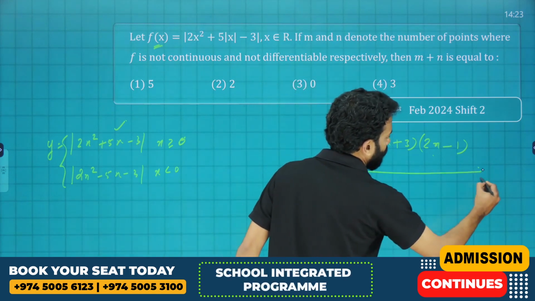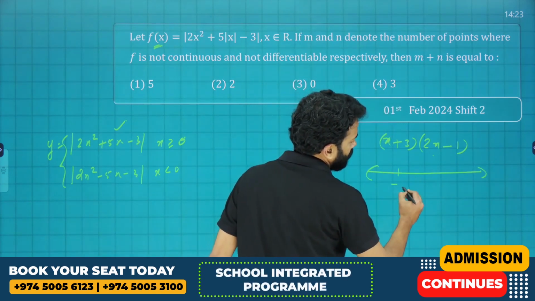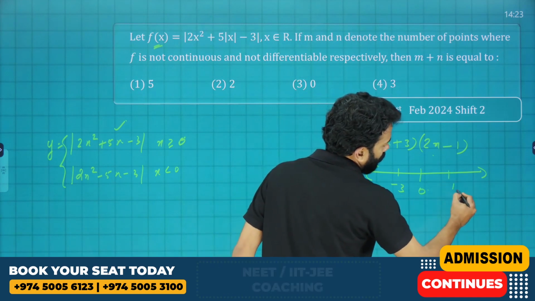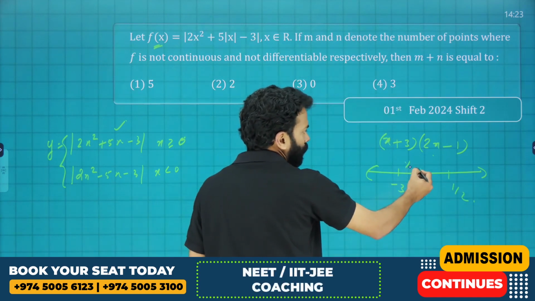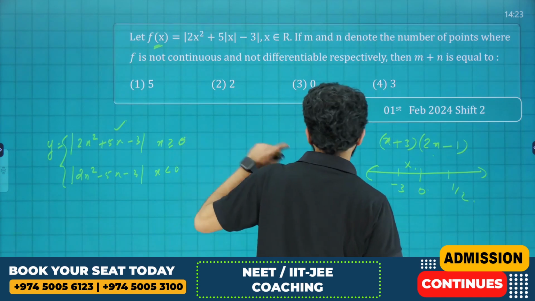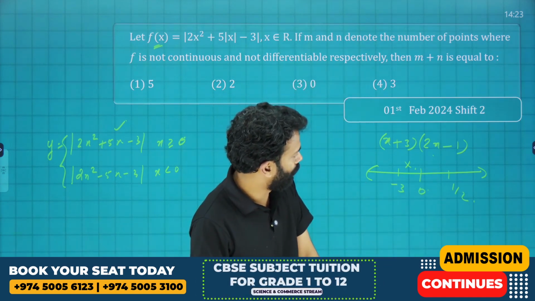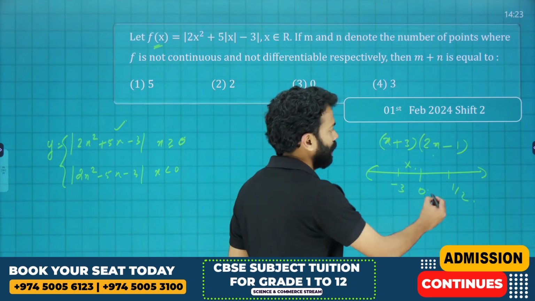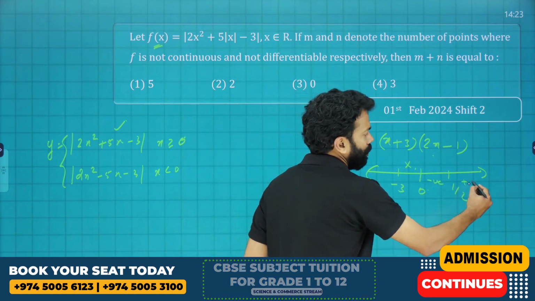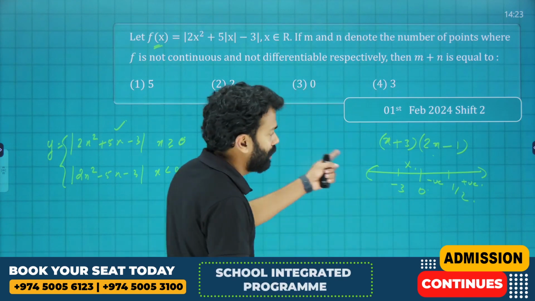And the corresponding number line will be minus 3, 0, 1 by 2. We don't have to mind the left part because it is already stated that x should be greater than or equal to 0. So what happens from 0 to 1 by 2? At 1 by 4, if we substitute, we will get a negative value. And beyond 1 by 2 we will get a positive value. We need to split it accordingly.